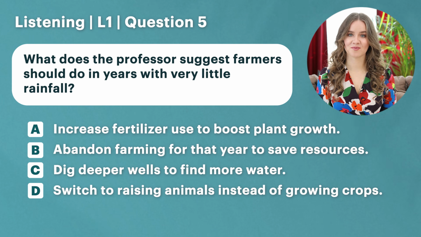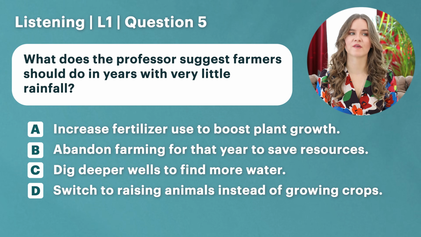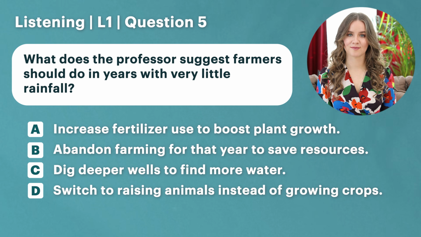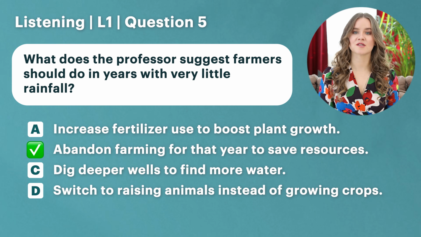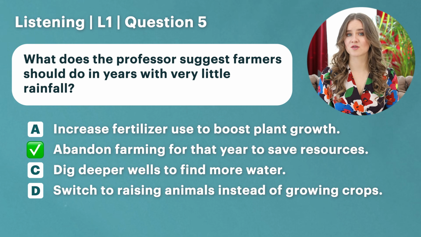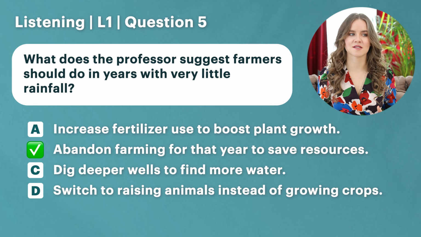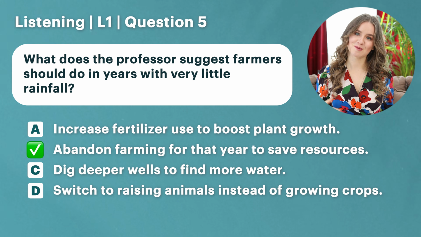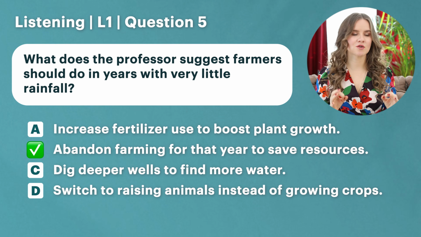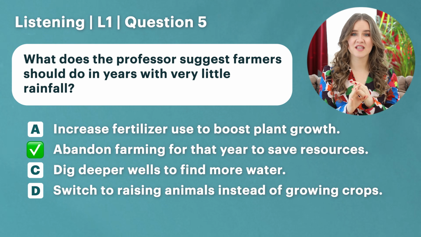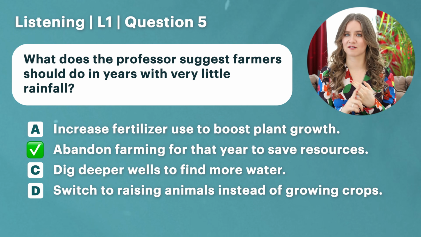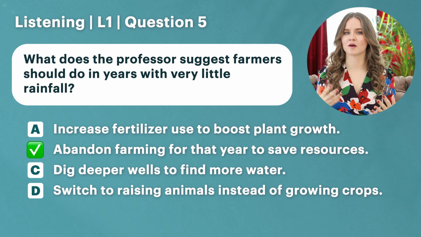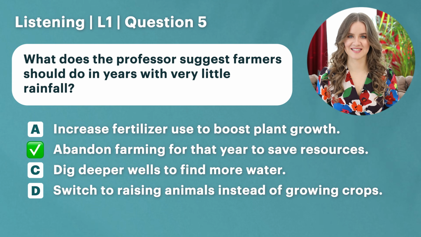Question 5. What does the professor suggest farmers should do in years with very little rainfall? Answer B. Abandon farming for that year to save resources. The professor explains that farming in dry lands is unpredictable. Some years may be better than others, but in extremely dry years, farmers have to make a difficult decision. Instead of planting and risking a failed crop, they should be prepared to abandon farming for that season.